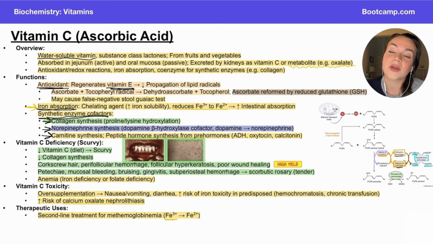We revisited the topic of scurvy or vitamin C deficiency, which leads to decreased collagen synthesis. And that led to a variety of bleeding, bruising, and connective tissue complications. We talked a little bit about toxicity, which mainly comes from oversupplementation, and its therapeutic use as a second-line treatment for methemoglobinemia.